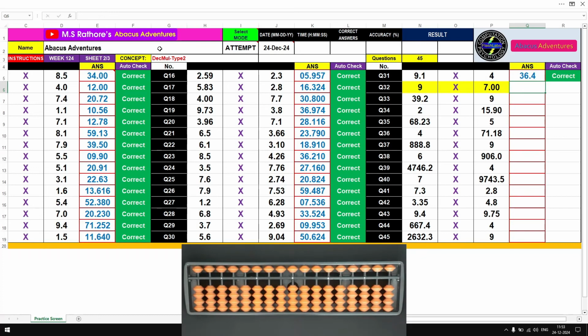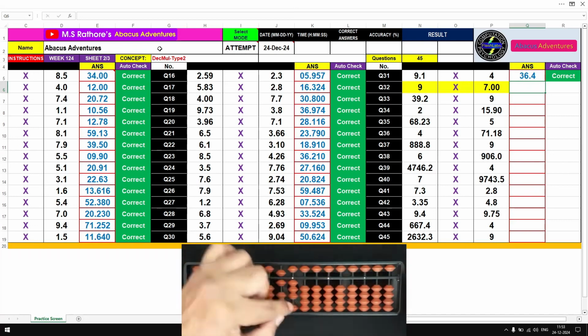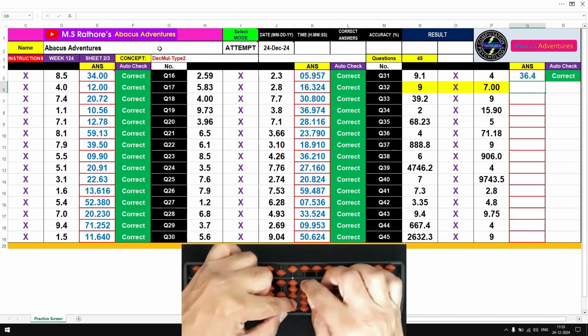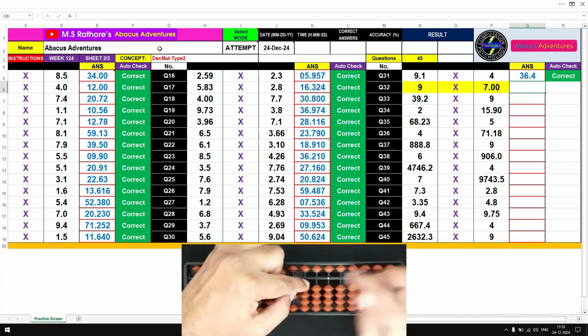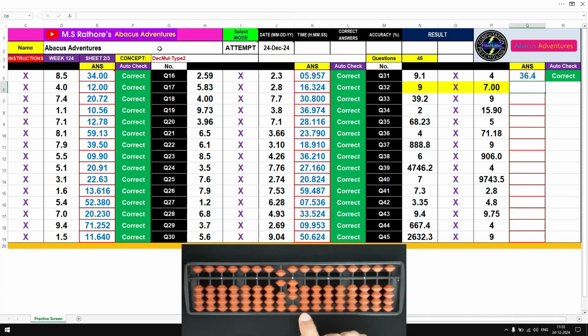Question number 32, 9 multiplied by 7.00. So we can visualize 9 on the right side and 7.00 on the left side. So it becomes 9 multiplied by 700 after we place the finger correctly on rod number 2. So 9 7s are 63, finger shifted. 9 zeros are 0 0, shifted. 9 zeros are 0 0, and the answer is 63.00.